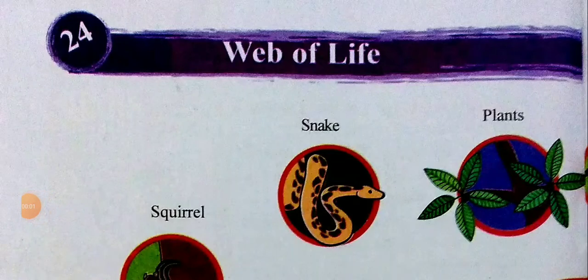Everyone, welcome back to Standard 3 Looking Around environmental study, and we are doing chapter 24 of your textbook. The chapter name is Web of Life. What is the meaning of web? Web means jal and life means jeevan. So the meaning of web of life is jeevan ka jal.